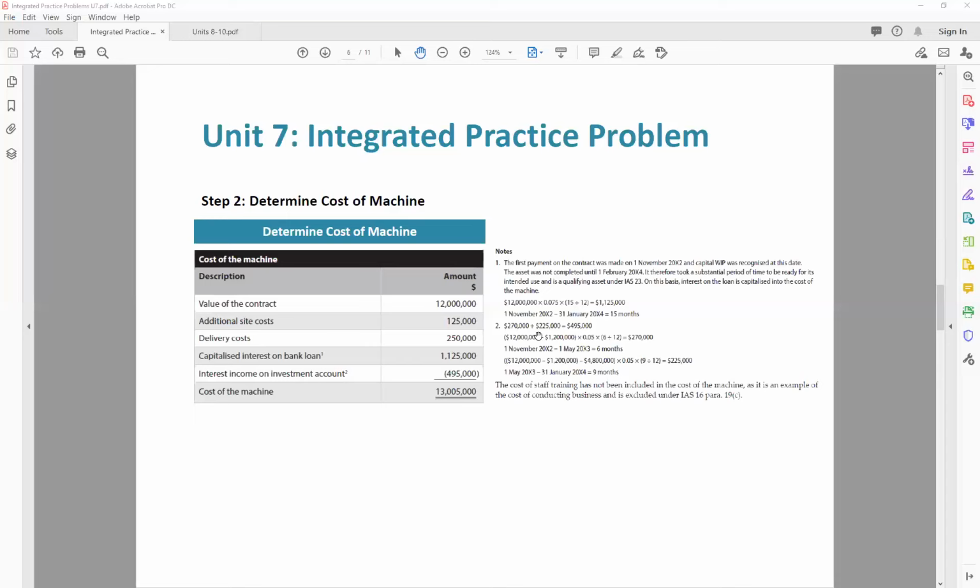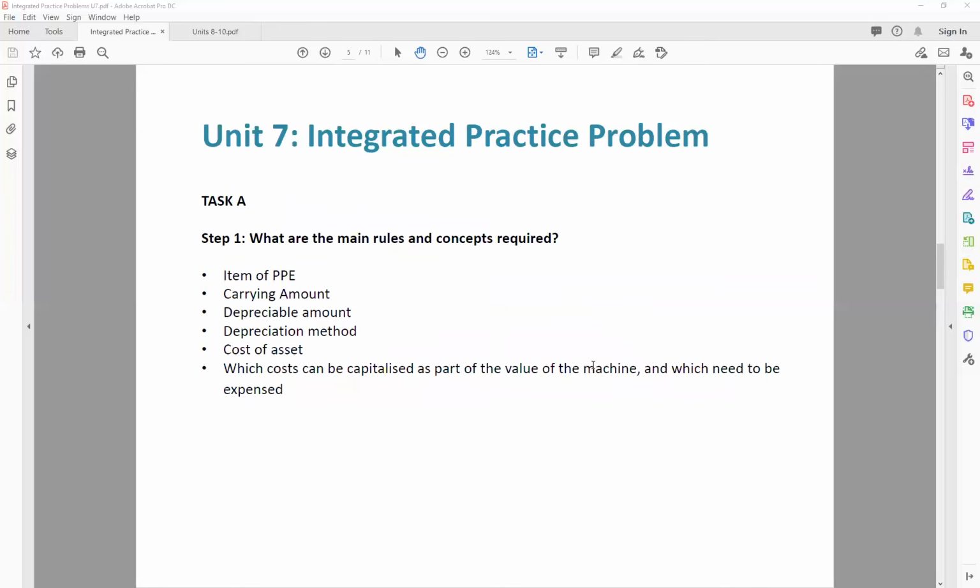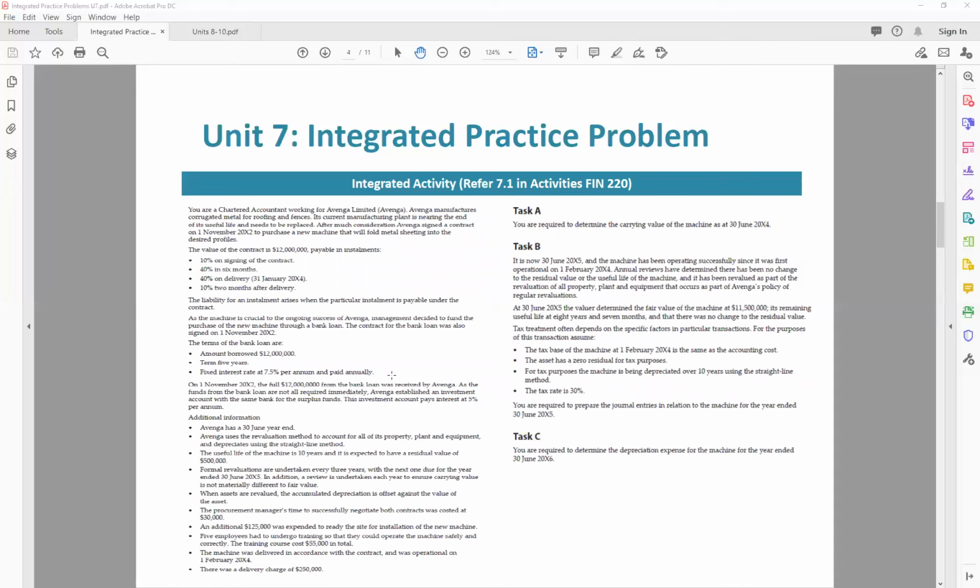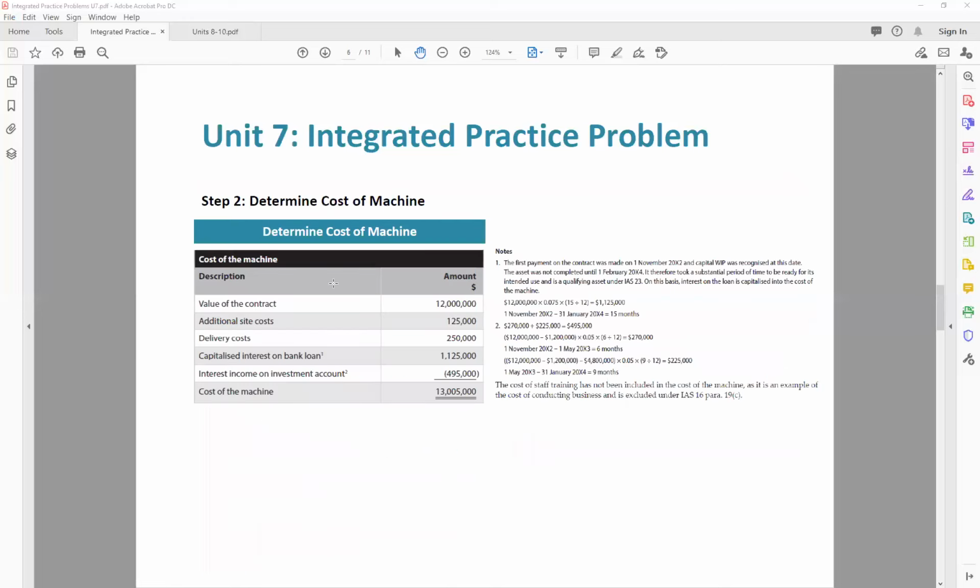Okay, so again, all of the information is given in the question. So you can see that these adjustments are simply to illustrate the fact that not all of the funds will be needed immediately. So again, where is this information found? Okay, so we can see that the value of the contract is 12 million, but we pay 10% on the signing of the contract, and then 40% in 6 months, and then 40% on delivery. And so that is what has been incorporated in this note here.